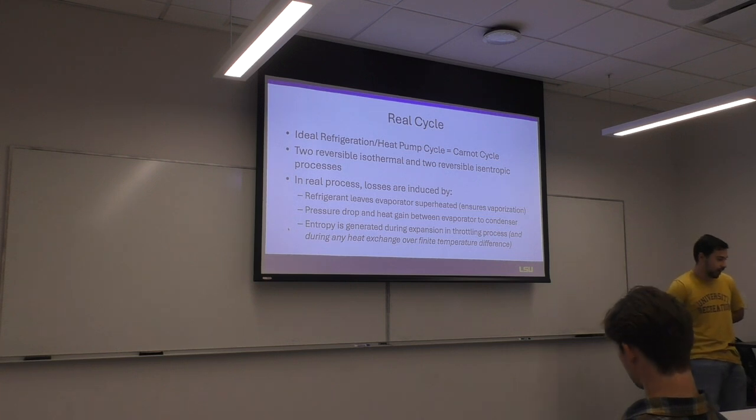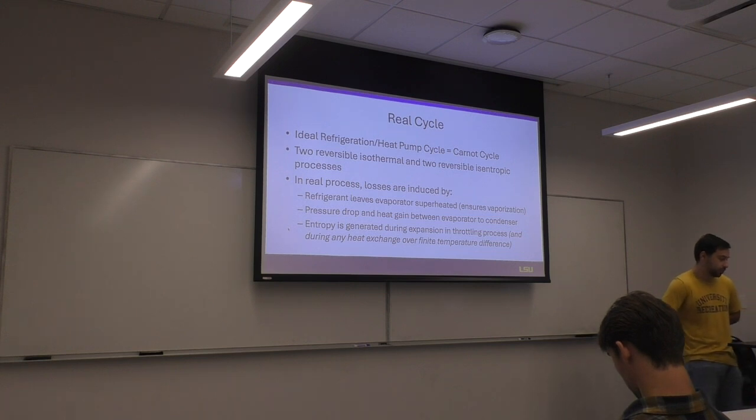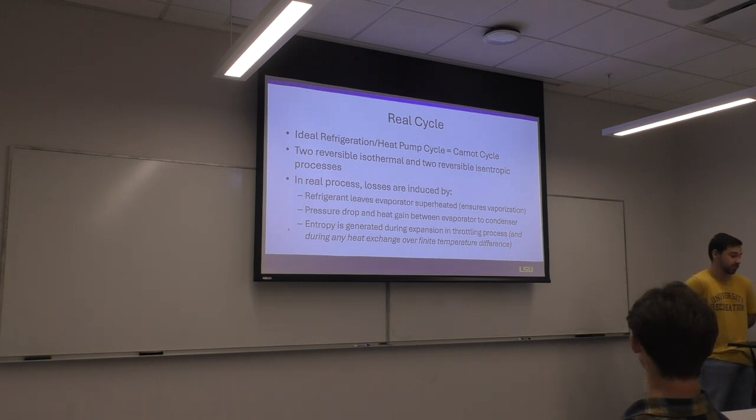In a real cycle, we call the ideal refrigeration heat pump cycle the Carnot cycle, but in real life we can never get the Carnot cycle, we can only approach it. So the Carnot cycle is 2 reversible isothermal and 2 reversible isentropic processes, but in real processes, losses are induced. The refrigerant leaves the evaporator superheated. In a Carnot cycle, on the TS diagram, you just barely make it to the saturation curve for best efficiency, but in real life they superheat the gas a little bit before it gets there so that you don't have any liquid going through the compressor, which is dangerous to the compressor.